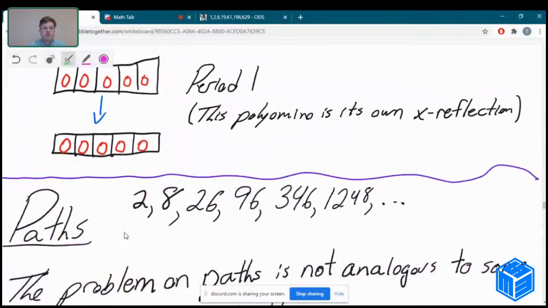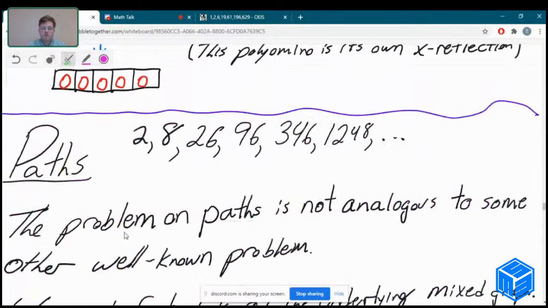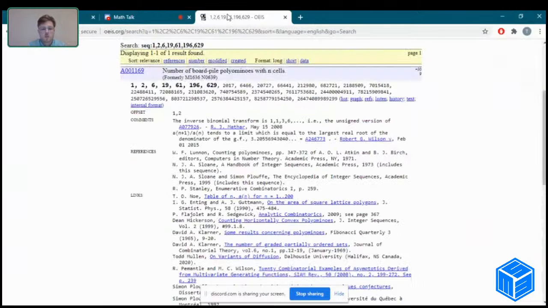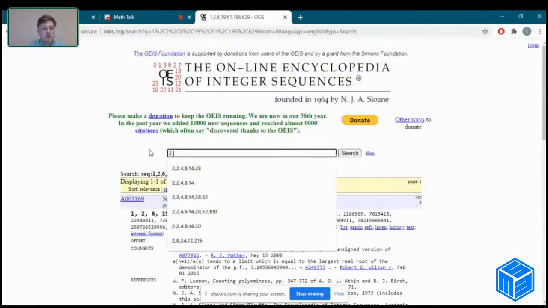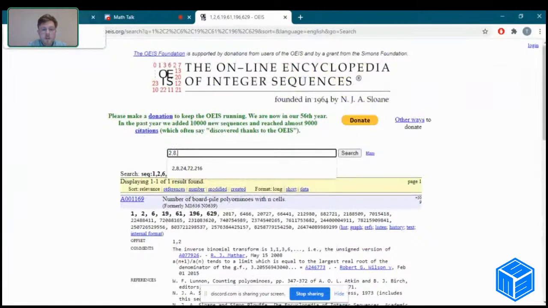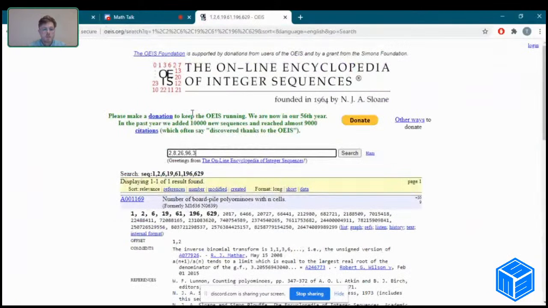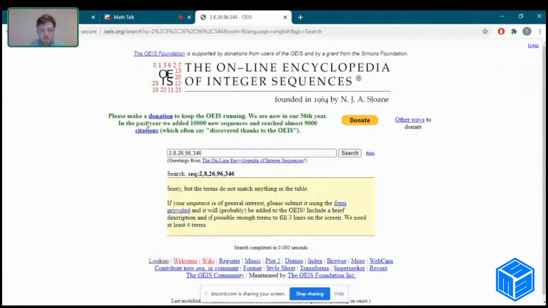So I wanted to do the exact same work on paths. I wanted to figure out, up to isomorphism, forgetting pre-periods and forgetting k-scaling, how many different configurations exist inside the period. So I started with the brute force. I did some calculations. I got my sequence of numbers, 2, 8, 26, 96, 346, 1248. Let's go to the OEIS. 2, 8, I've already forgotten it. 26, 96, 346. OEIS has never heard of it.